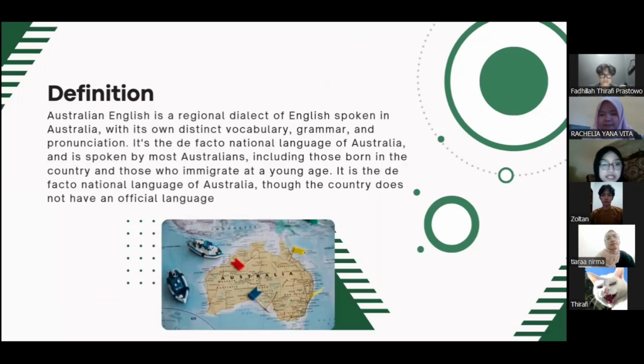Definition: Australian English is a regional dialect of English spoken in Australia, with its own distinct vocabulary, grammar, and pronunciation. It's the de facto national language of Australia and is spoken by most Australians, including those born in the country and those who immigrate at a young age. It is the de facto national language, though the country does not have an official language.